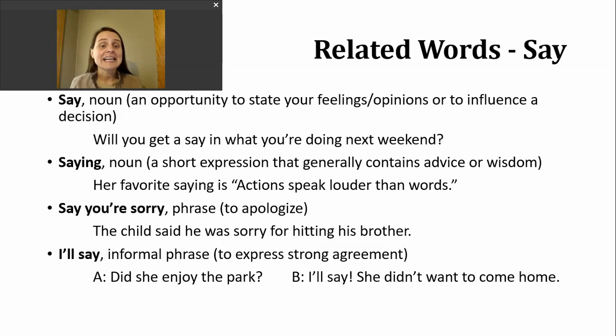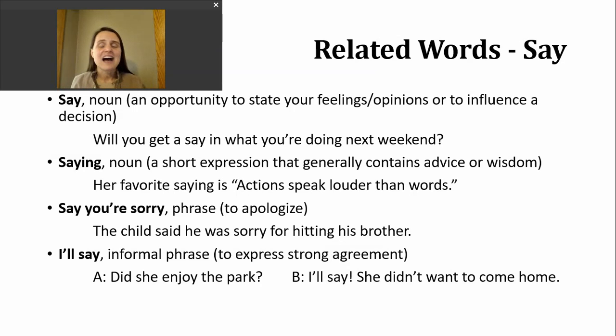Her favorite saying is, actions speak louder than words. So what this expression is sharing, the wisdom or advice that it's offering is, don't just say you believe something, show that you believe it. Or if you say you like a particular person or you respect them, make sure your actions are consistent because your actions have more power than just your words.